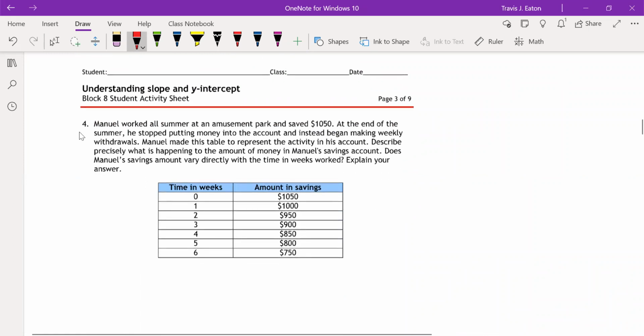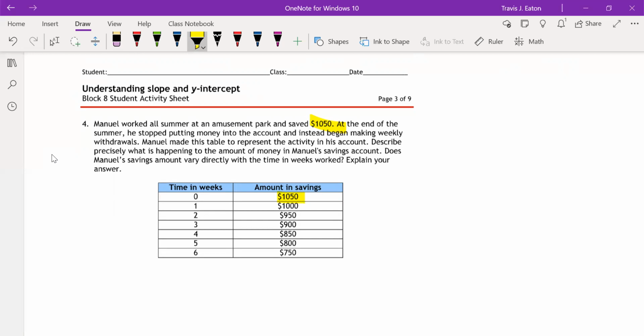Manuel worked all summer at an amusement park and saved $1,050. Okay, you can see that there and there in the table. At the end of the summer, he stopped putting money into the account and instead began making weekly withdrawals. Manuel made this table to represent the activity in his account. Describe precisely what is happening to the amount of money in Manuel's savings account.